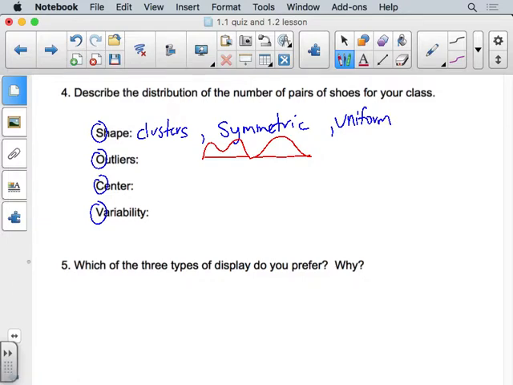Uniform data. Does anyone know what uniform data is? Does that just mean it's like there's two? Yeah, it's the same amount of people the whole way. So like two people had 4 shoes, two people had 5 shoes, two people had 6 shoes.